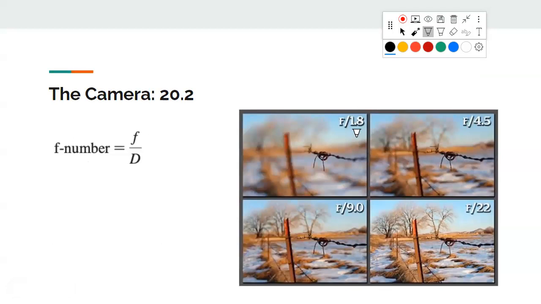So in the top picture, it's 1.8. In the bottom picture, it's 22. I don't know why they use this notation, but that's just telling you something about the ratio of the focal length to the diameter of the opening. And so for a larger f number, we actually have a lower intensity.